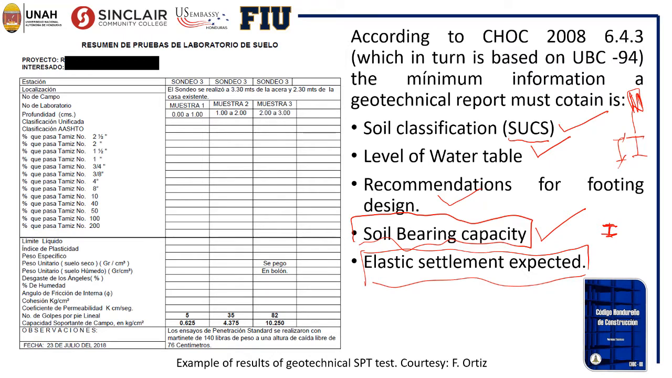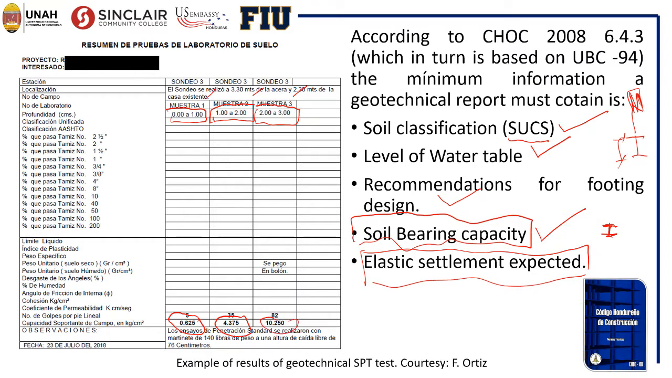And as you can see in this report, we have sample 1, sample 2, and sample 3. Sample 1 goes from 0 to 1 meter, sample 2 from 1 to 2 meters of depth, and sample 3 from 2 to 3 meters of depth. And as you can see here, where it says capacidad soportante en campo, that in English is the soil bearing capacity in situ, they are giving us this value.